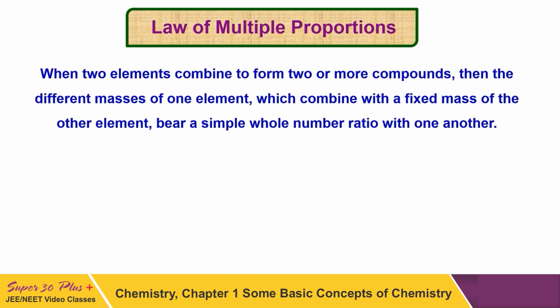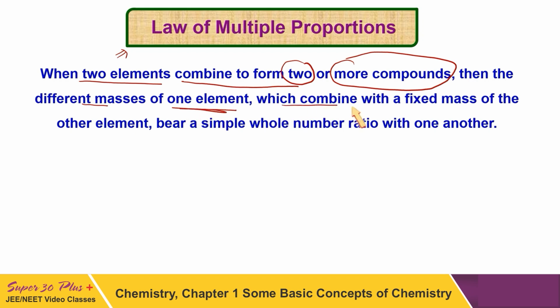Remember, right? Now the next is the law of multiple proportion. What is the law of multiple proportion? First you read the definition. When two different elements, please listen carefully, when two different elements combine with each other and form two or more than two compounds, then the different mass of one element which combines with the fixed mass of another element bears a simple whole number ratio. I know it seems quite difficult to understand this one, but believe me guys, it is very easy. Once I give you the live example of this, it becomes very easy.